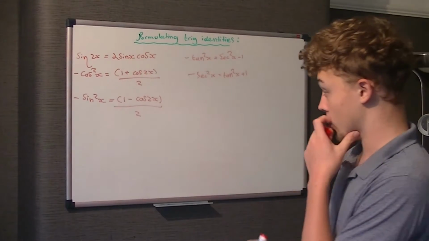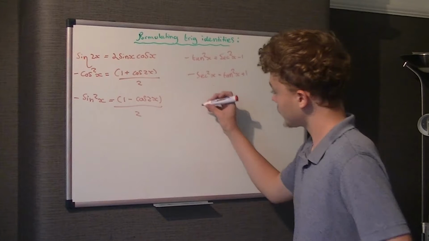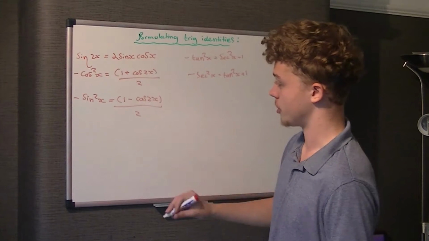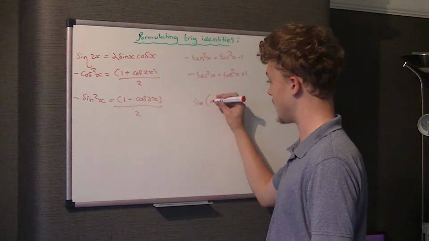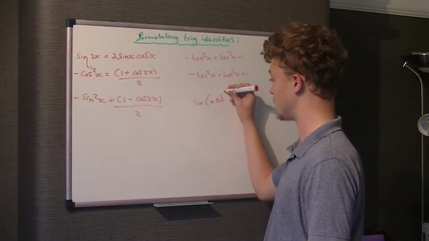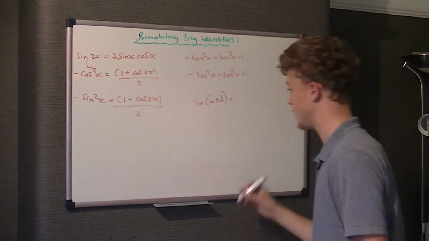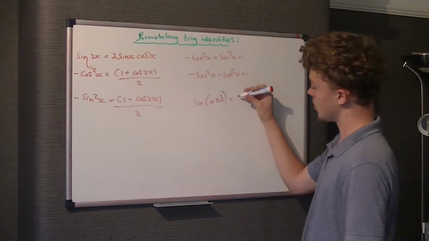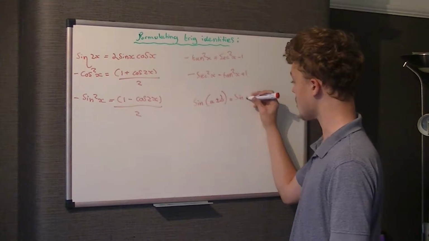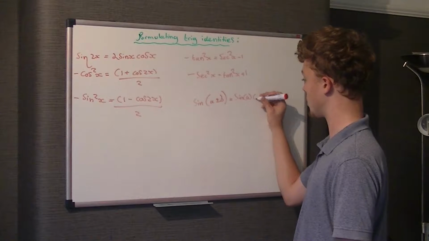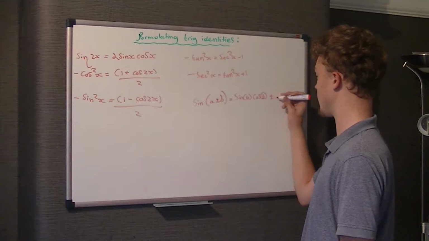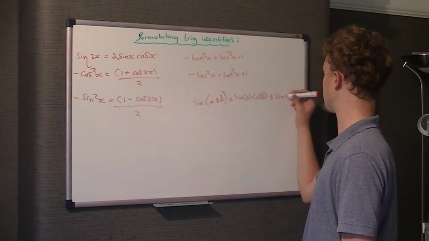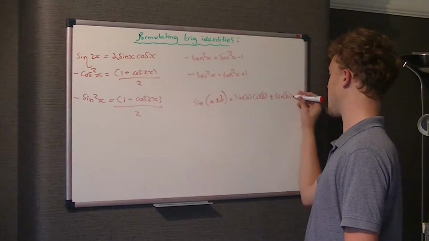But actually, I will go through all of them. So your sine 2x. Your sine of a plus or minus b, so this is your addition rule, is your sine a times your cos b plus or minus your sine b cos a.